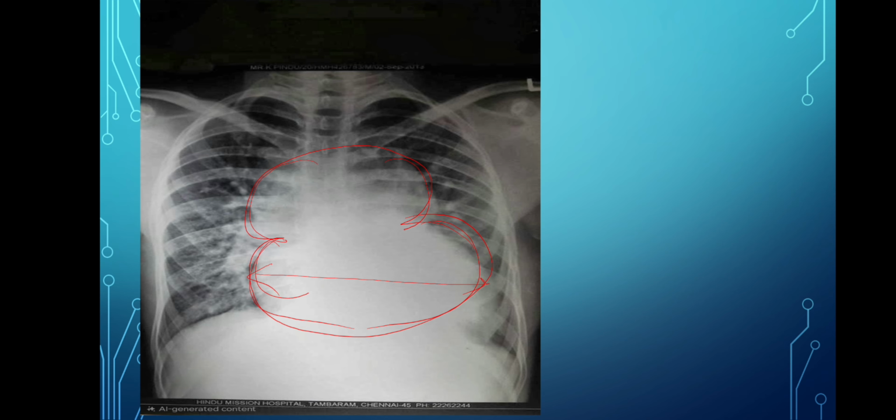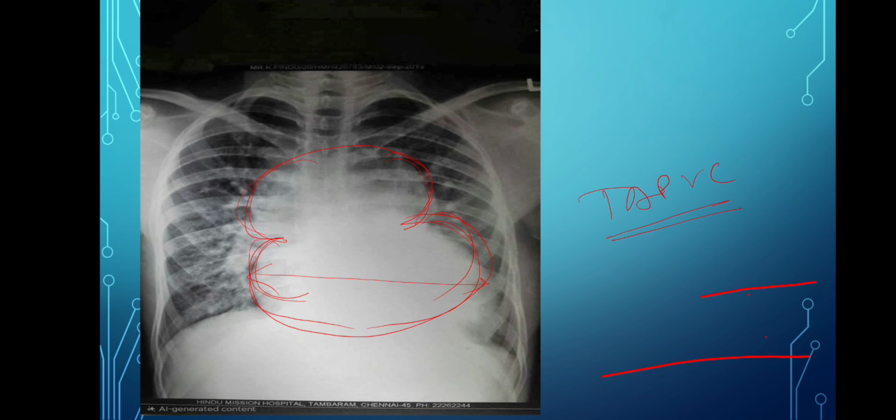What is supracardiac TAPVC? I have described in my videos what is supracardiac TAPVC. This is TAPVC because it increases bronchovascular markings, and also there is a cardiomegaly. So this is TAPVC with supracardiac type.